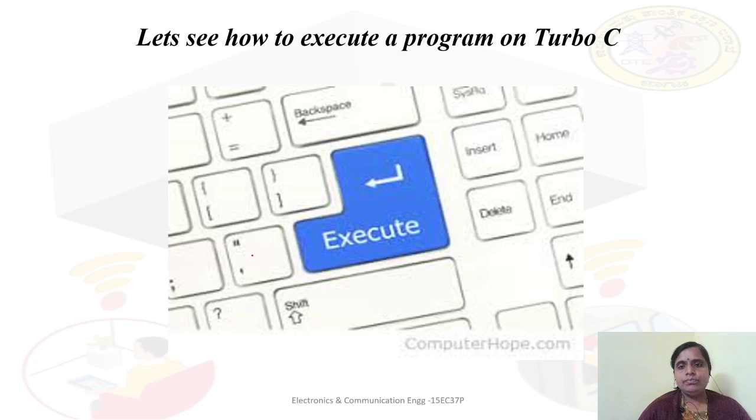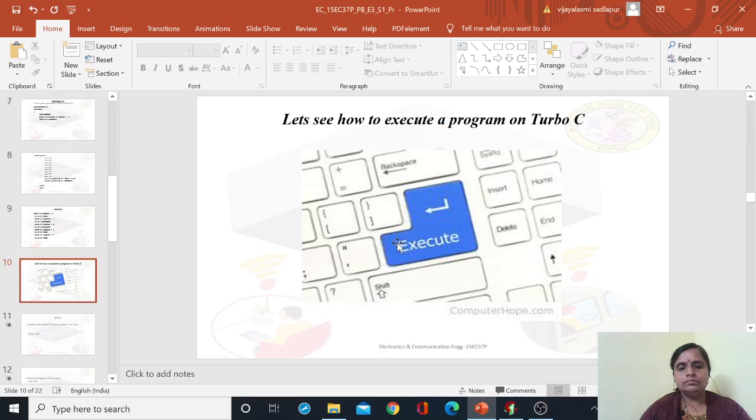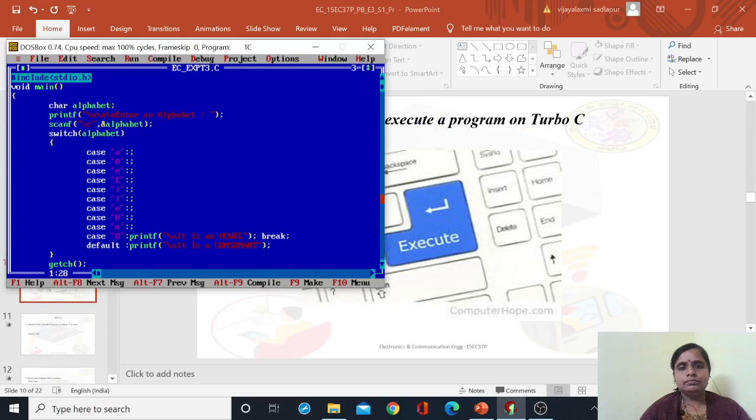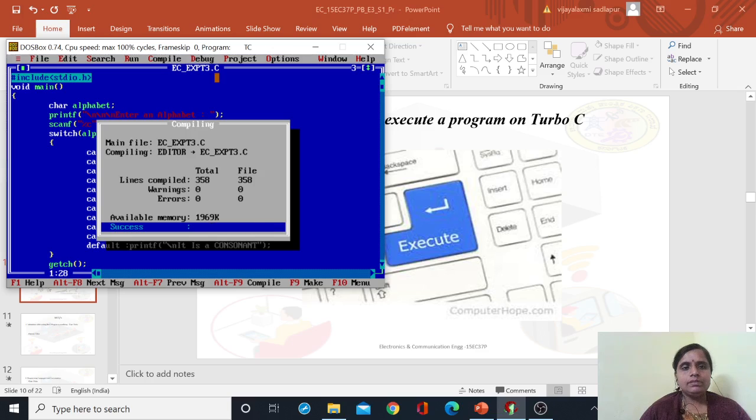I will execute the same program using Turbo C. We'll open our Turbo C here. So here is the program which I have already written, and I have already explained it. Now we'll directly compile it first. What is the shortcut key to compile the program? It is Alt F9. Once I compile this program, it shows whether you have errors or warnings. We don't have any errors.